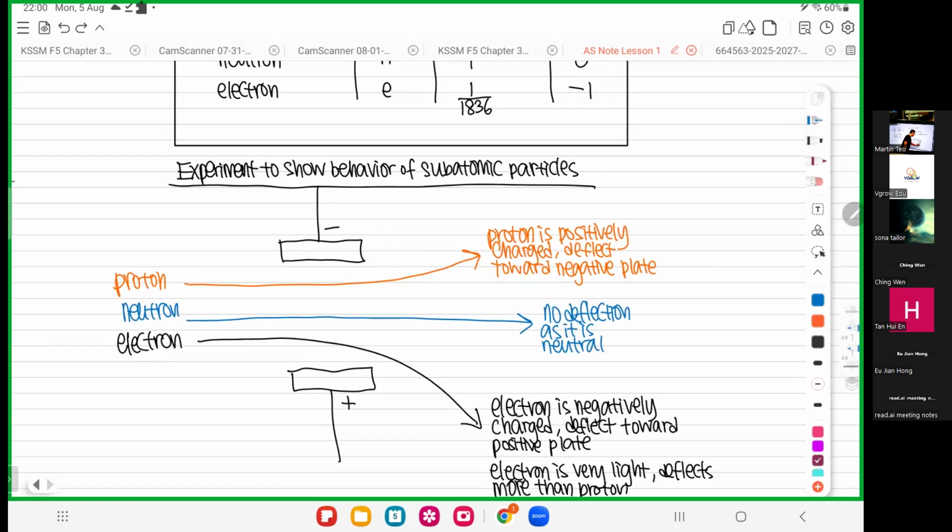Neutron is neutral, so it won't be deflected in an electric field. Proton is positively charged, so it will be deflected to the negative side of the electric field. Electron is negatively charged, so it will be deflected to the positive side. And because electron is lighter compared to proton, electron deflects at a larger angle.